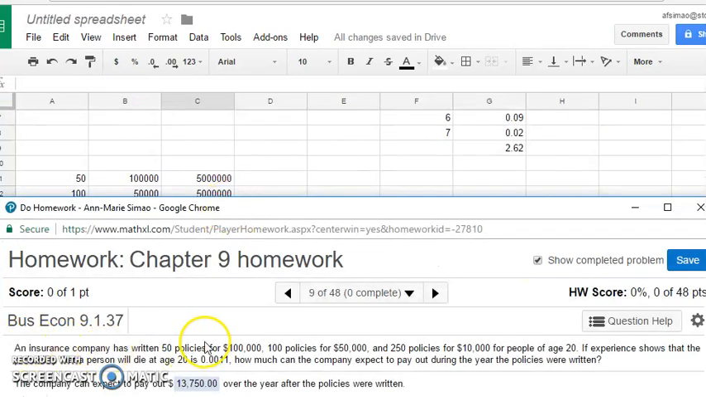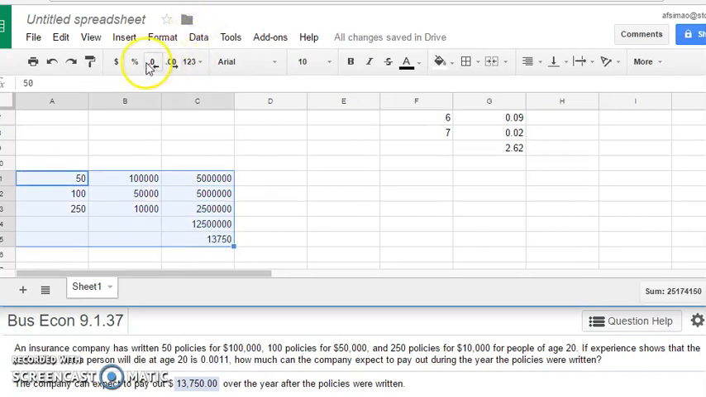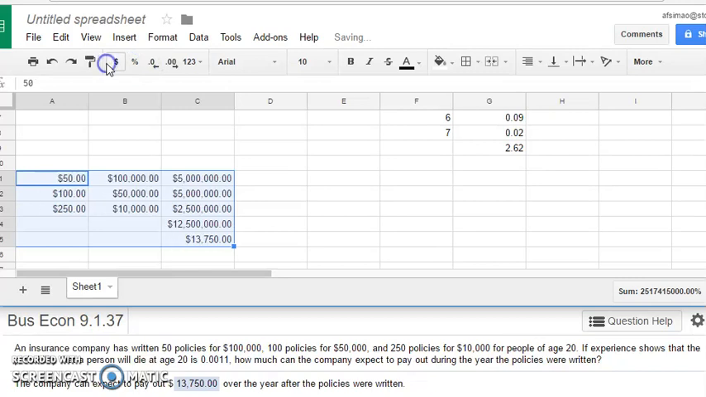For this one, an insurance company has written 50 policies for $100,000, 100 policies for $50,000, and 250 policies for $10,000 for people aged 20. If experience shows that the probability a person will die at age 20 is 0.0011, how much can the company expect to pay out during the year? The first thing you have to do is find out how much the insurance policies are worth in total. 50 policies at $100,000 each is equal to $5 million here. I should have commas in here so that you can see exactly what these look like.